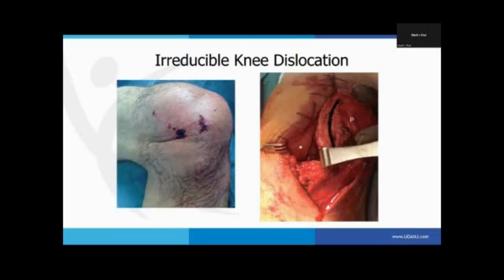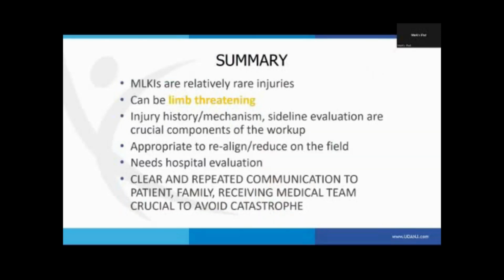This is just an irreducible knee dislocation. We do prefer athletic trainers and staff to try and reduce these if you can, straighten it out. If you see this pucker sign on the medial side of the knee, that's probably not going to reduce. Some of the MCL or the medial retinaculum has folded into the knee joint and will block your reduction. That's rare, but we see it once in a while.